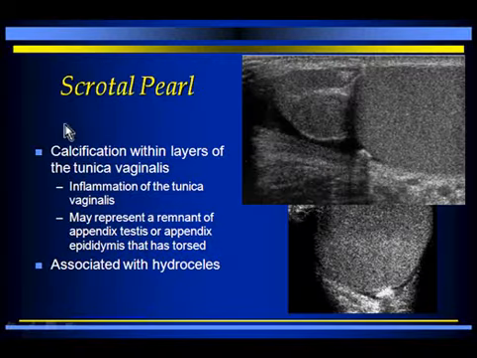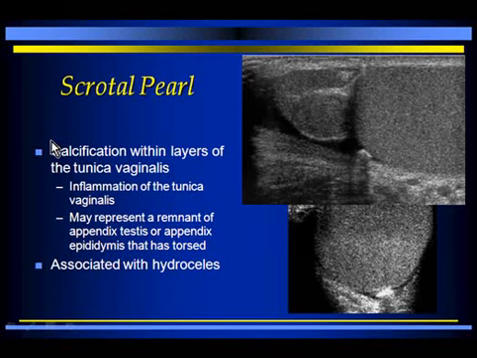So a scrotal pearl is a calcification. It's seen within the layers of the tunica vaginalis. It's a little bit controversial as to whether this actually does represent a remnant of the appendix testis or the appendix epididymis that is torsed and is broken off, or whether it represents the result of an inflammatory process in the tunica. In any event, scrotal pearls are often associated with hydroceles, and usually they're mobile, little calcified structures. The important thing to understand is that these are benign findings, and it's a leave me alone kind of finding. So if you see a calcified mobile structure outside the testicle, that's something that's a benign structure. Don't worry about it.